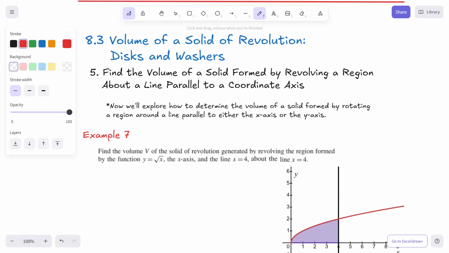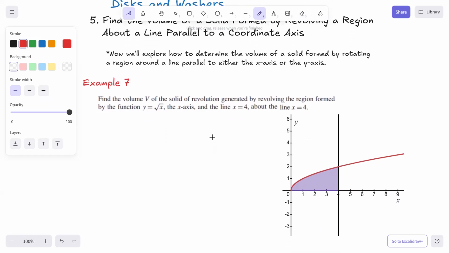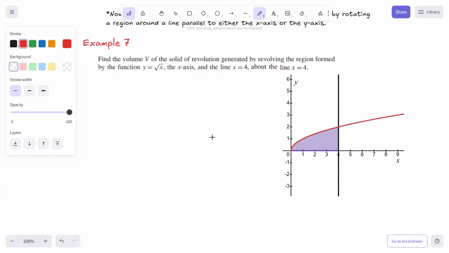All right, guys, Mr. Antonucci here, and in this video, we're going to talk about how to get the volume of a solid of revolution when you're revolving about a line that's not the X or Y axis. It's going to be parallel to one of them. So this creates some very interesting situations. Let's look at example 7 here.